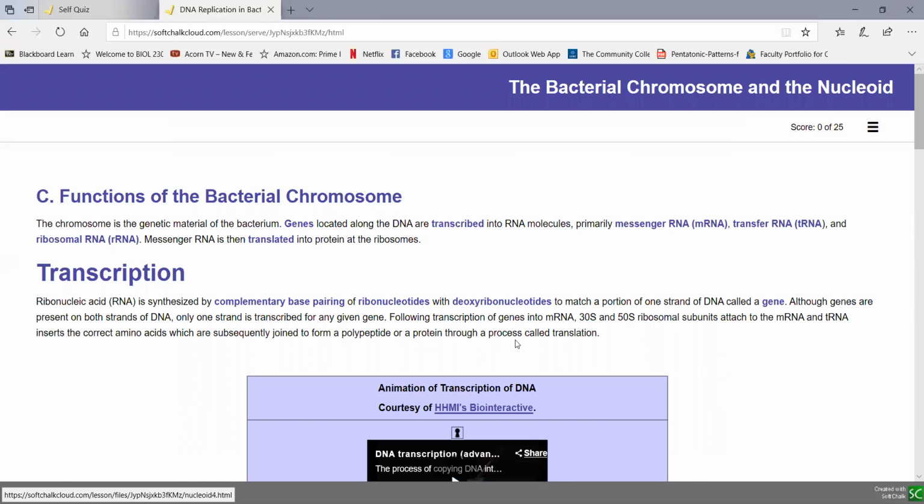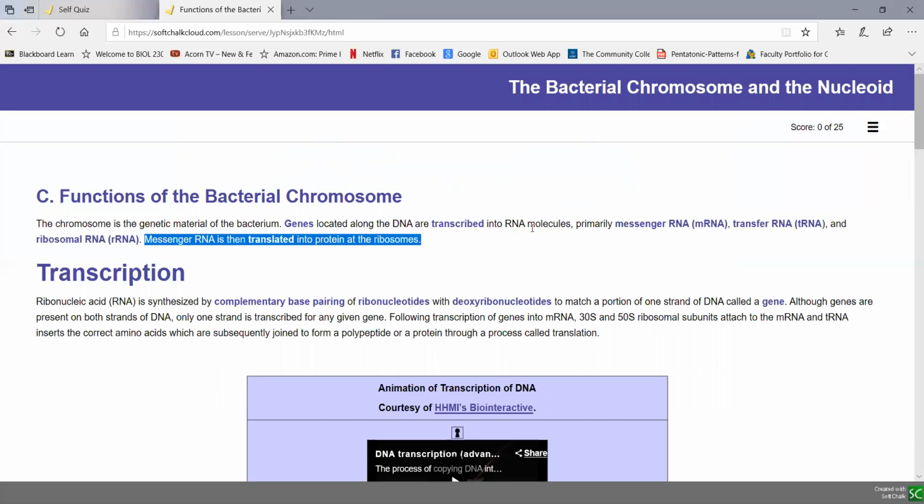That brings us to the function of the bacterial chromosome. So, of course, we always say that the chromosome is the genetic material of the bacterium. And what we mean by genetic material is that genes located along the DNA are transcribed into RNA molecules: transfer RNA molecules, ribosomal RNA molecules, and messenger RNA molecules. And most of the genes are transcribed into messenger RNA. And then the messenger RNA is translated into proteins at the ribosomes.